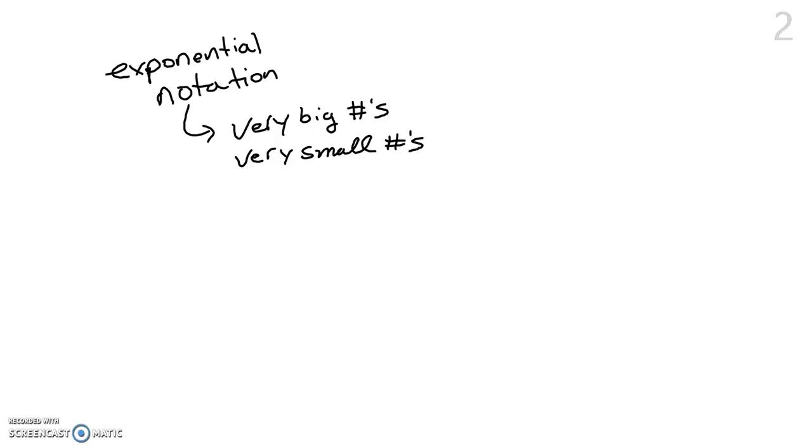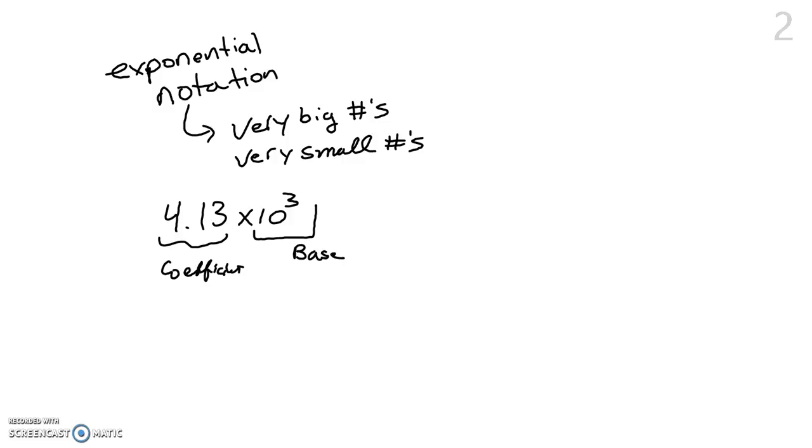So if we see something like 4.13 times 10 to the third, what do we see? Well, that's the coefficient here, and that's the base. And here's the exponent. So we have the coefficient, the base, and the exponent. Each works together to tell us something new about it.